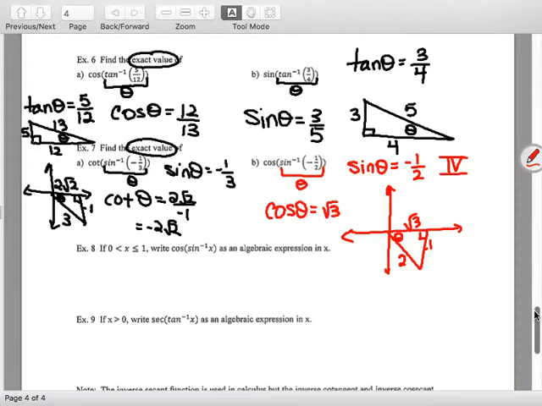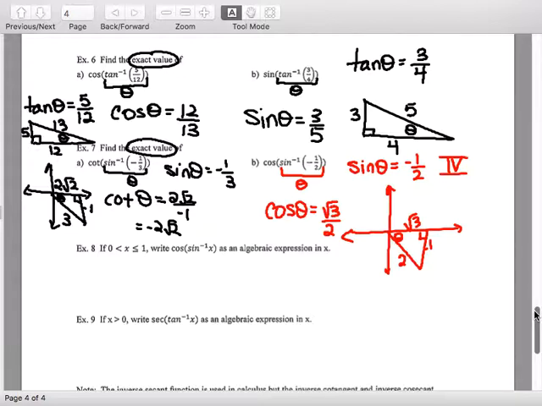I'm getting radical 3 over 2, and it's positive. And doesn't that make sense? Because the cosine of an angle in the fourth quadrant, all students take calculus, is positive, okay? All right, what questions do you have? What questions can I answer before we do the last two?